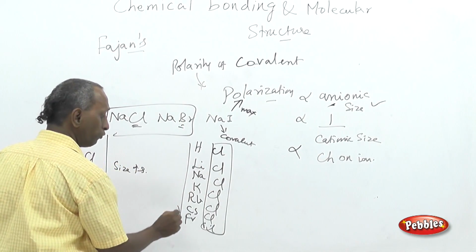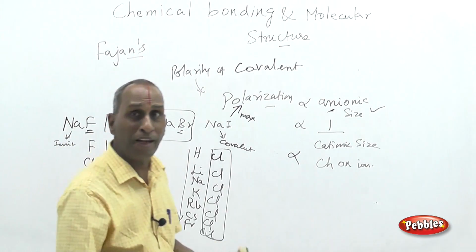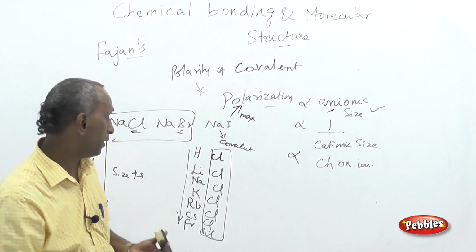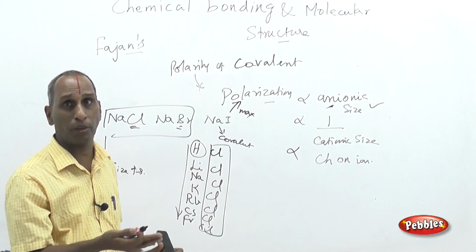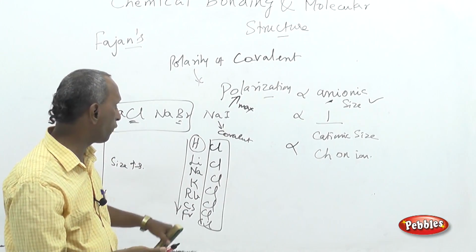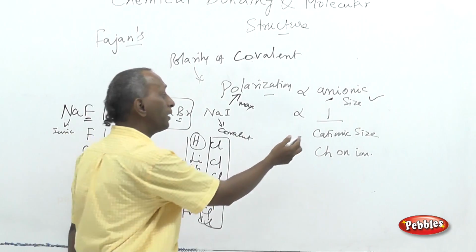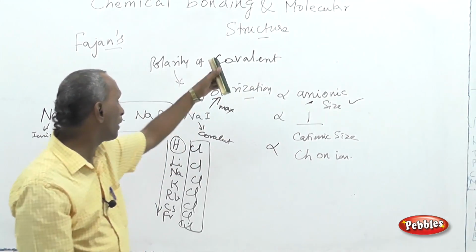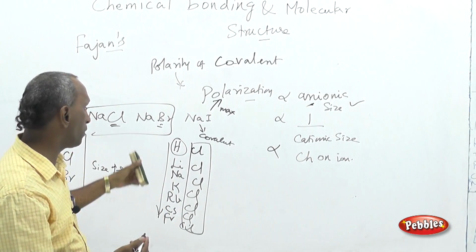These form the first group elements: hydrogen, lithium, sodium, potassium, rubidium, cesium, francium. These are alkali metals. Hydrogen is not an alkali metal, but has an electropositive nature. From hydrogen to francium, size increases, but size is inversely related. Lower the size, polarization is higher. So lower size means cationic size is lower.